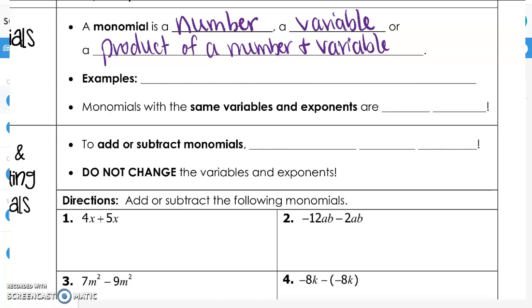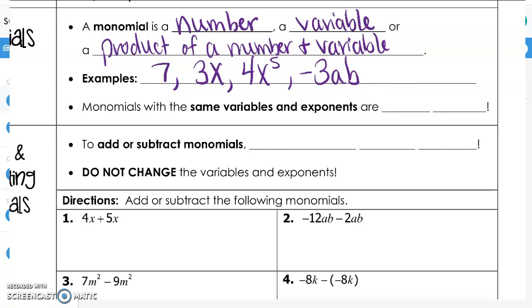So for instance, the number 7 is a monomial, just a plain old number. 3x is considered a monomial, 3 times x, so that's the product of a number and a variable. 4x to the 5th is considered a monomial. So even though it has an exponent, it's still a monomial. Negative 3ab. So you can have negative coefficients. Those are the numbers in front of the variables, remember.